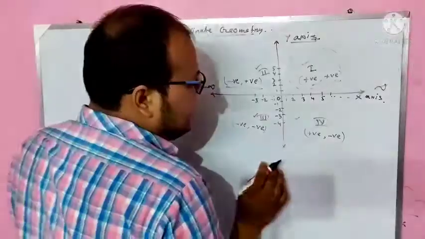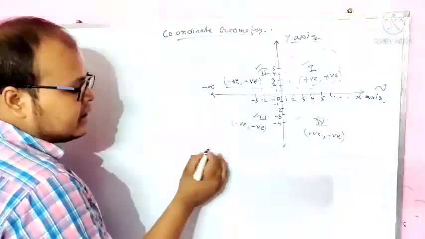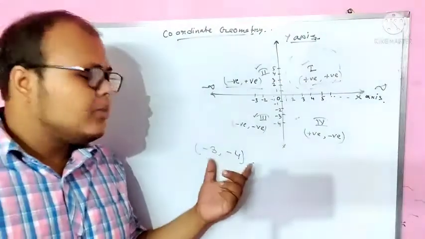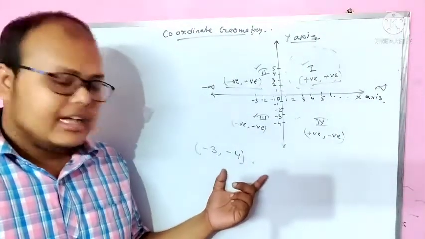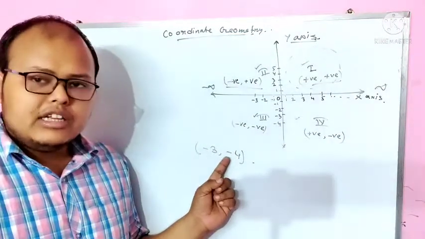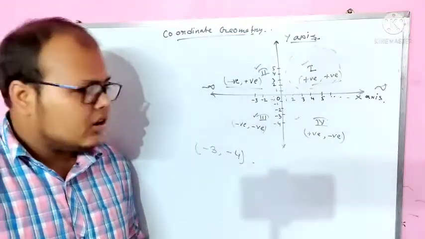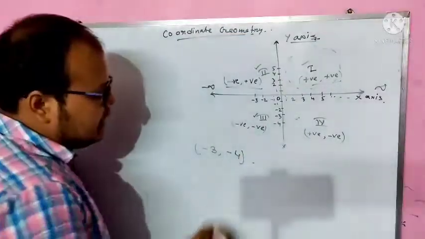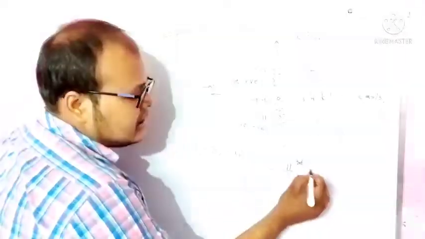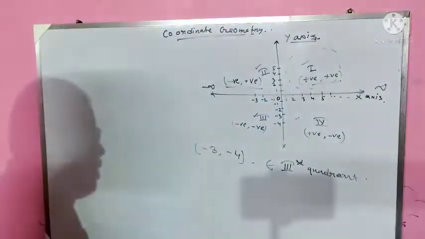So if a point has the coordinate minus 3 comma minus 4, and I ask you which quadrant this point belongs to, what should you say? The x coordinate is called the abscissa and the y coordinate is called the ordinate. Both the abscissa and ordinate here have negative signs, so they are negative real numbers. That's why this point will belong to the third quadrant.